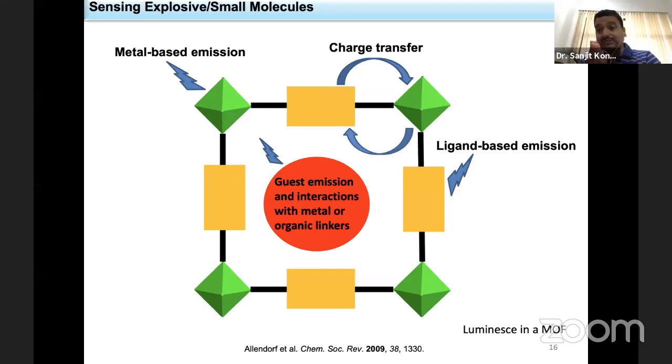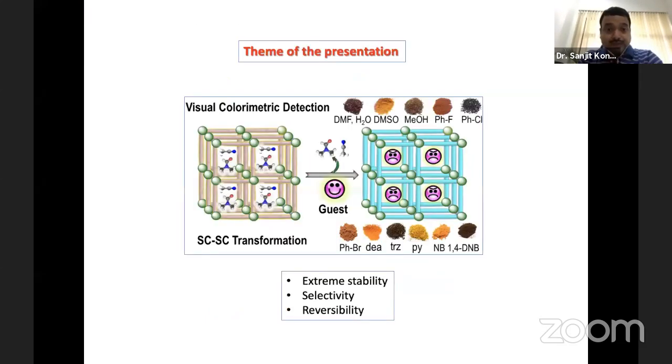Whatever I am going to talk about from now onwards is mostly our own result. The research was done in IISER Bhopal. I'm going to present one molecule that very clearly detects the largest possible number of small molecule chemicals, nitroaromatic explosives, just by changing colors. When different molecules are encapsulated the color is different, therefore you can identify the molecule.